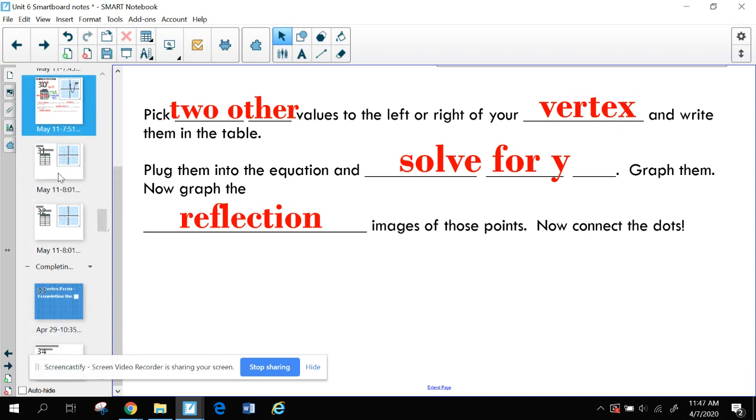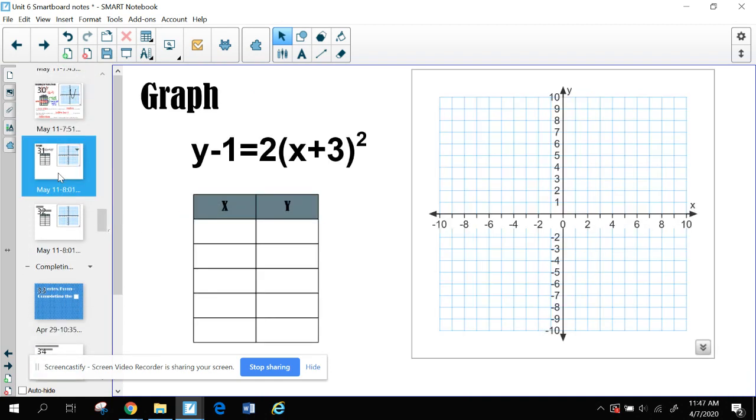All right, 2 more graphing problems, and then you'll have some practice to do on your own. So here I want to graph y minus 1 equals 2 times x plus 3 squared. So the first thing I'm going to do is find my h and k values, and I'm going to put my vertex in the middle here. So this is really -3 for x. This is really a +1 for y.